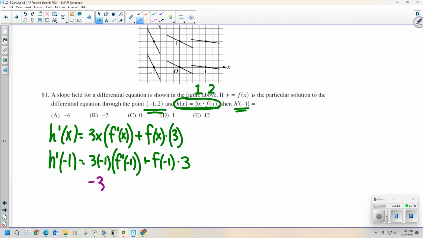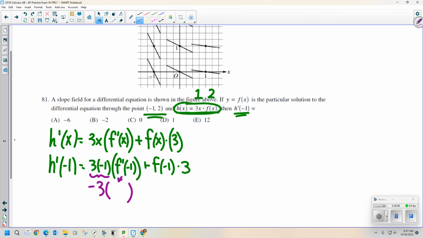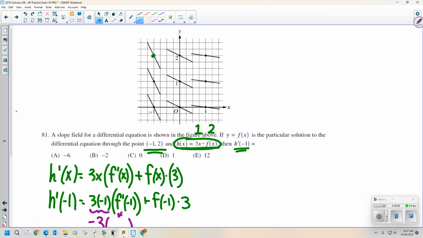Well, this is -3. What is f prime of -1? Remember, derivative is the same thing as slope. Well, what's the slope at -1? I go right here, and what's the slope of that line? It looks like I go down 1, 2, and over 1. It looks like it's -2. And it is. Down 2, right 1. -2 over 1, which is -2. That's the slope right at this point where x is -1.